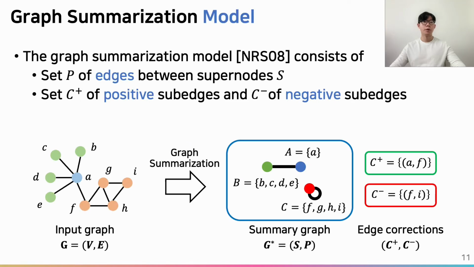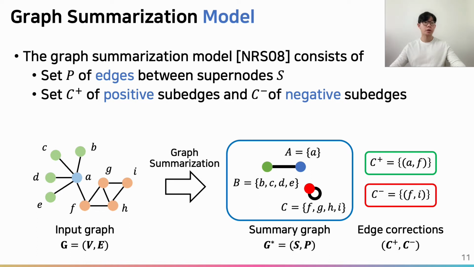Before introducing our proposed hierarchical graph summarization model, we would like to review the previous graph summarization model formally. The graph summarization model describes a graph using three sets of parameters. The first set of parameters is a set P of edges between supernodes S, which indicates the edges between all pairs of nodes in the two supernodes.